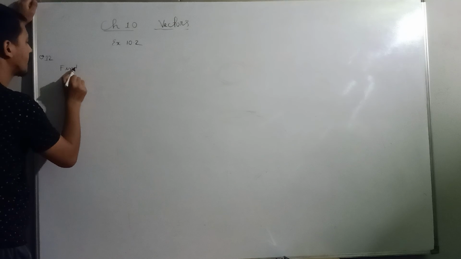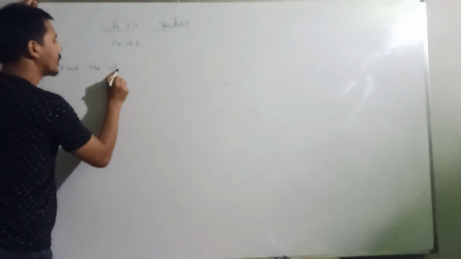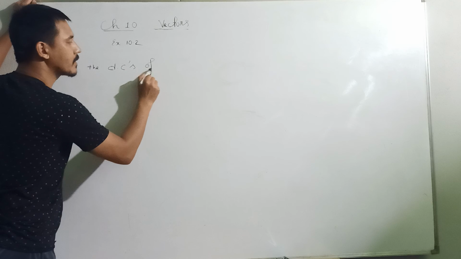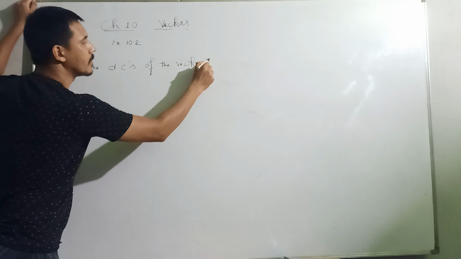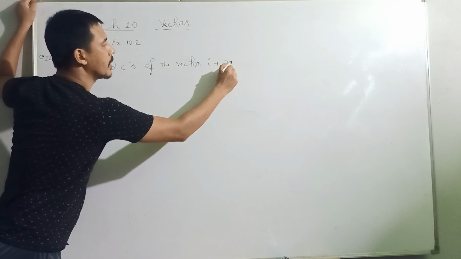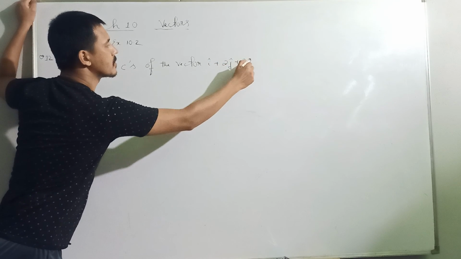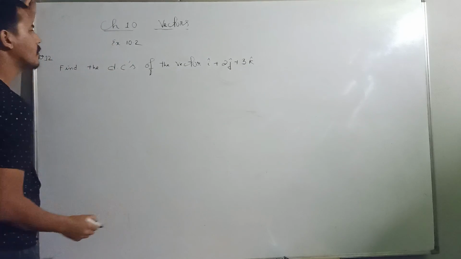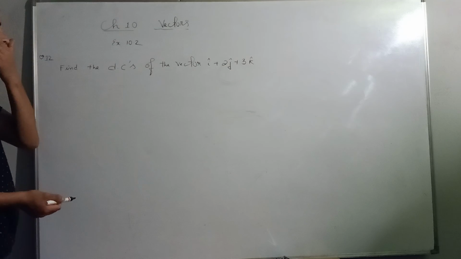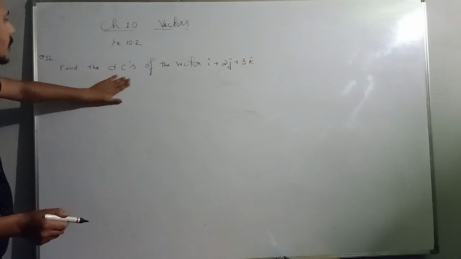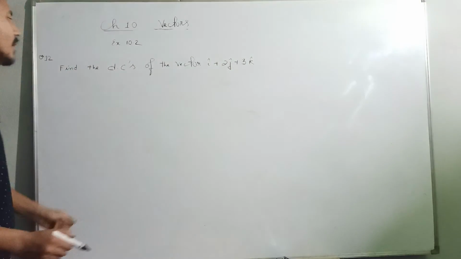Find the direction cosines of the vector i cap plus 2j cap plus 3k cap. Okay, you want to find out the direction cosine. Now, I didn't show you how to work it out. You have already understood what direction cosines are, but I didn't show you any problem relating to finding the direction cosine of a vector.